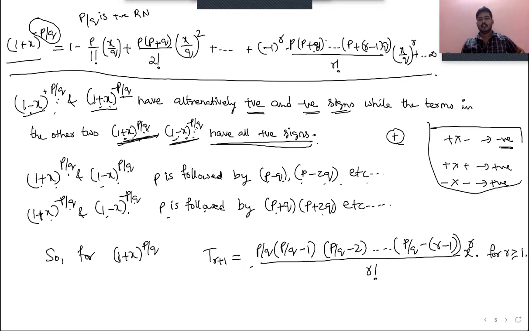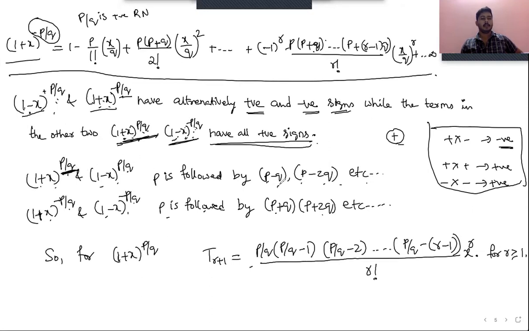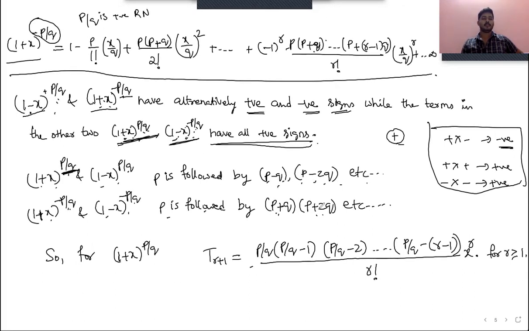right? And the second one is, if the index is positive, it will be p minus q into p minus 2q. If the index is negative, it will be p plus q into p plus 2q. Like if it's positive here, it's negative here. If it's negative here, it's positive here.